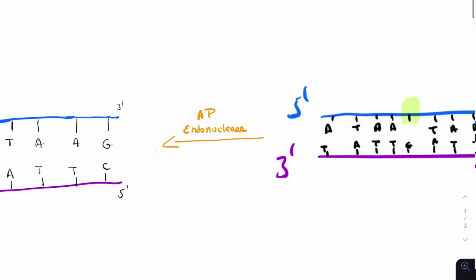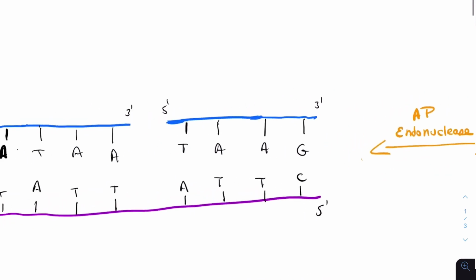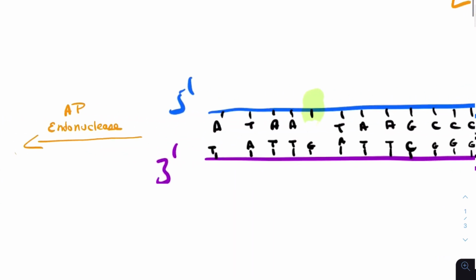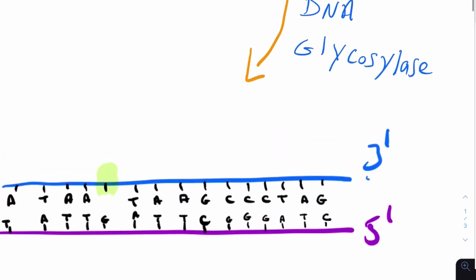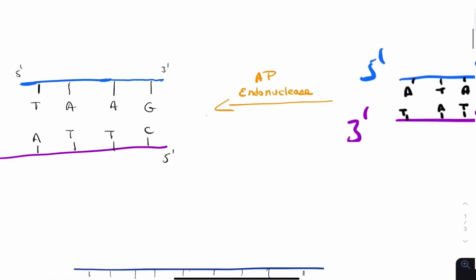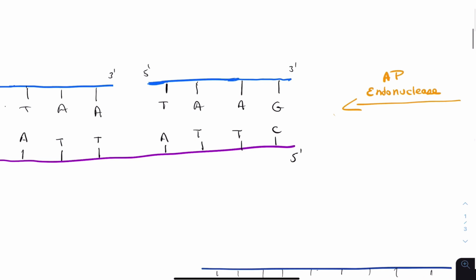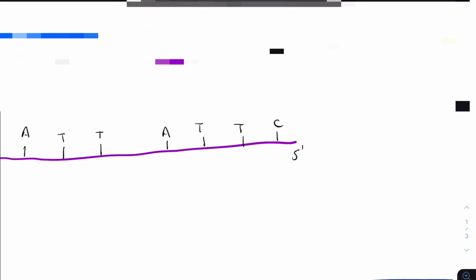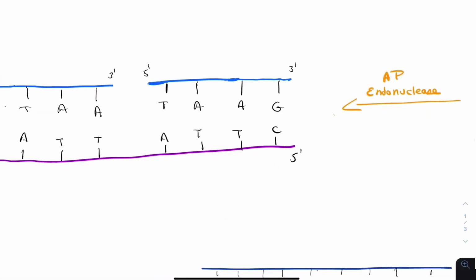Let's go over here, and this is exactly what we see over here. Remember what we had: DNA glycosylase came in and took away the bad base, it took away the U. Now that the U is gone, AP endonuclease comes in and cleaves the AP site. So now we end up having this gap that's present.